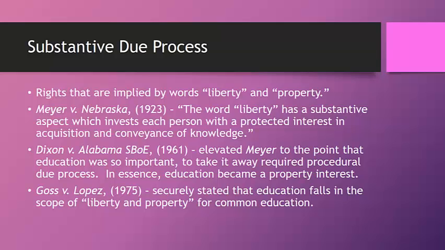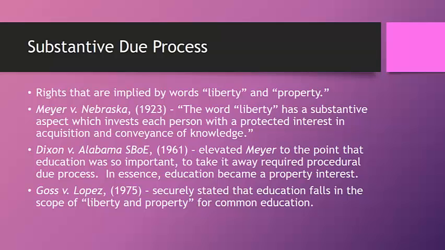So here is where we're going to define a little bit more of how liberty and property, and again, these are words taken directly from the 14th Amendment and the 5th Amendment, have become known as the right for students to go to public schools. In 1923, the court in the case of Meyer versus Nebraska stated the word liberty has a substantive aspect which invests each person with a protected interest in acquisition and conveyance of knowledge. So we see it going toward education in the 20s.